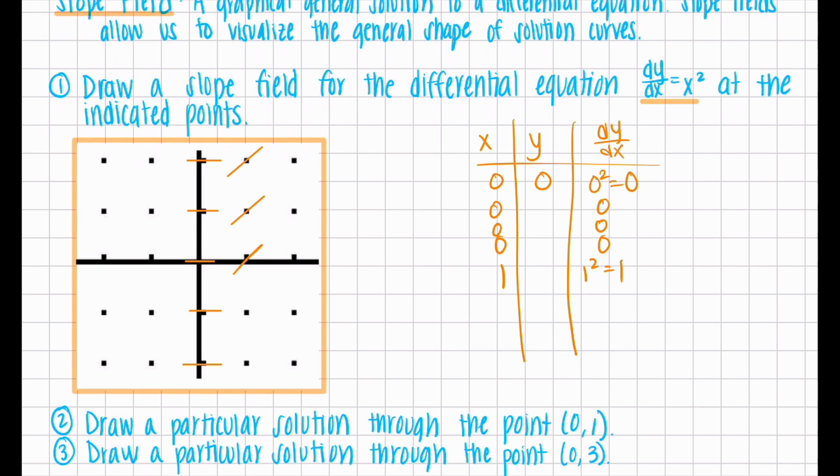When you draw these, I recommend making your slopes of 0, 1, and -1 as spot on as possible, and then make all of your other slopes relative to those slopes. For example, when I get to x equals 2, everywhere where x equals 2, dy dx is going to be 4. So that needs to be quite a bit steeper than our slopes of 1. So make those steeper.